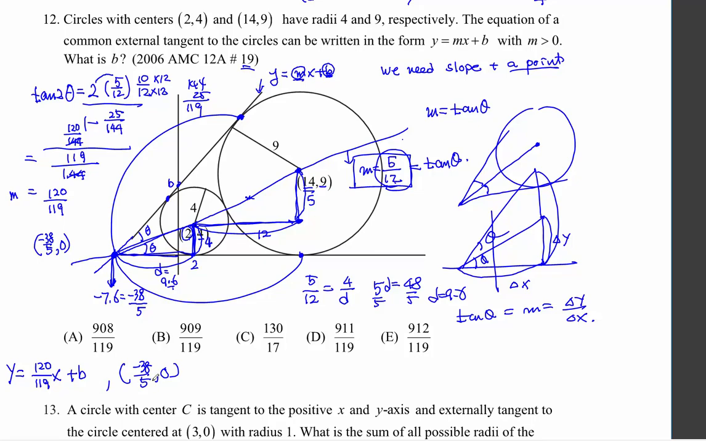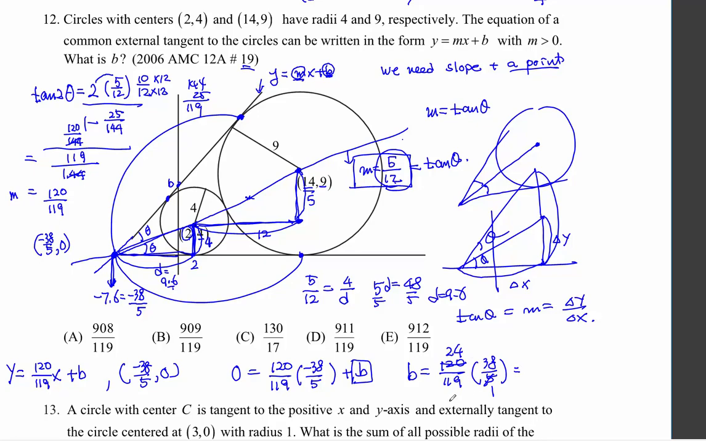So put this number into the equation. y equals 0, x equals negative 38 over 5, plus b. This is the y-intercept. So b equals how much? 120 over 119 times 38 over 5, right? Now simplify this one. This is 1, this is 24. Wow, this is a very big number.